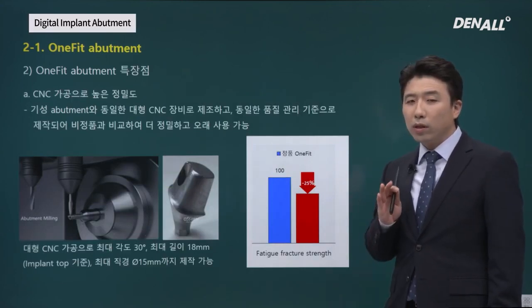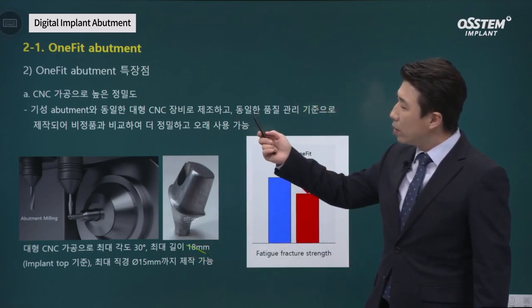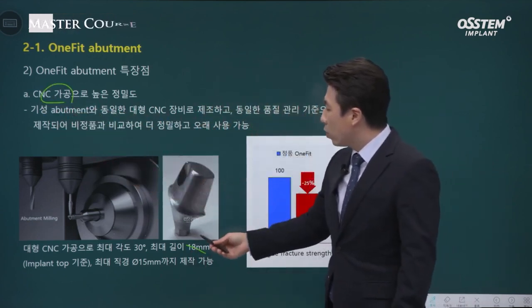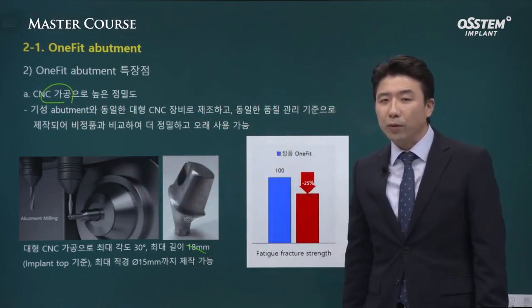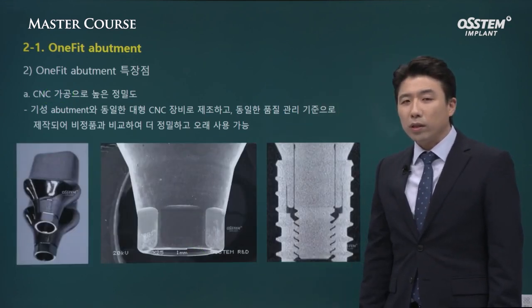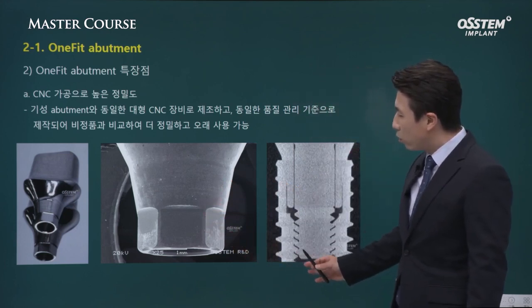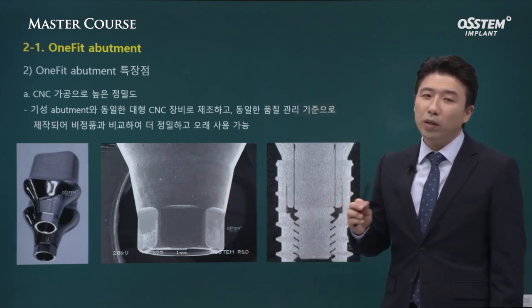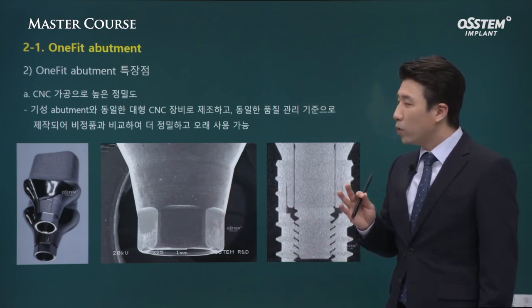Maximum length is 18 millimeters. And I've talked about the CNC milling. From connector to the suprastructure, milling is done. When you look at the SEM image or electron microscope, there's no major defect or error in milling. You can see that the connection structure is quite stable.